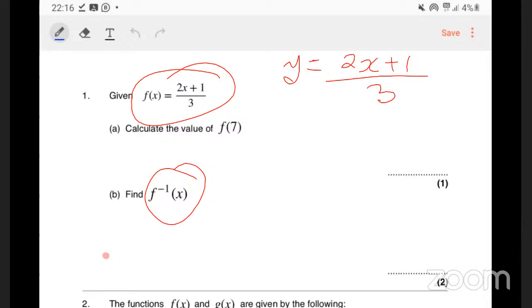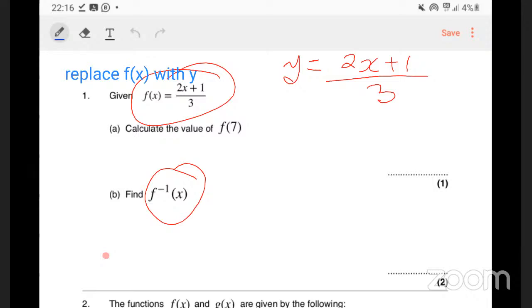So step 1 is to replace f of x with y. That's the first step we have done thus far. So we have replaced f of x with y.